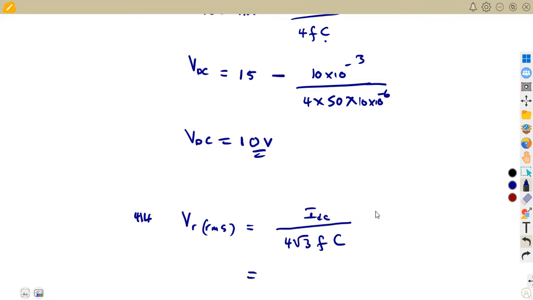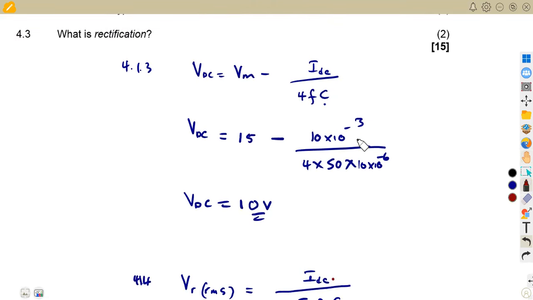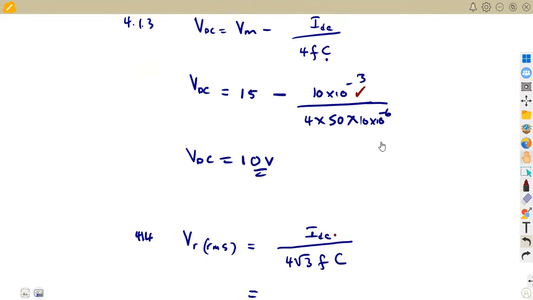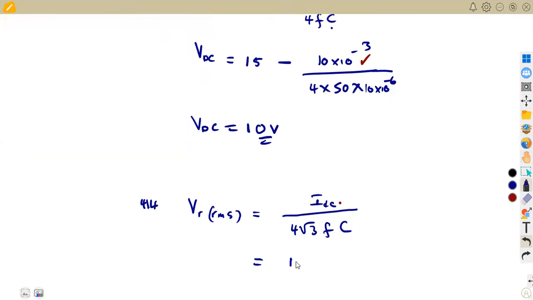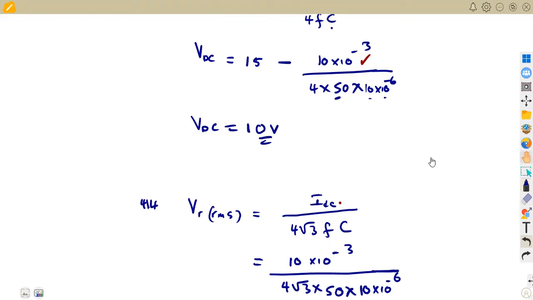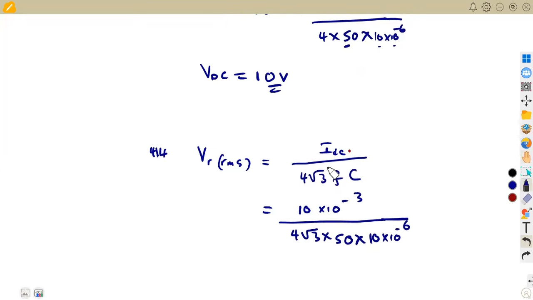All right, we have got this current here. We talked about this current before. If you take note here, we substitute this current. It was 10 times 10 to the exponent of -3, so that's 10 times 10 to the exponent of -3 over 4 square root of 3 times the frequency. We already substituted our frequency before, it was 50. The value of the capacitance, remember, was 10 micro, which is 10 times 10 to the exponent of -6. So this one, just substitute. The only part that we did not have, that we needed, was the current there. Otherwise, everything is going to be the same.